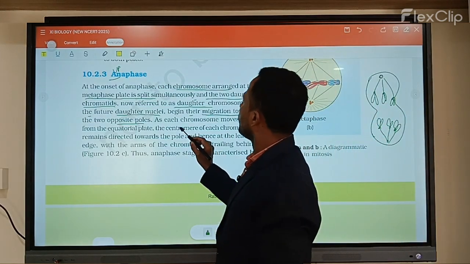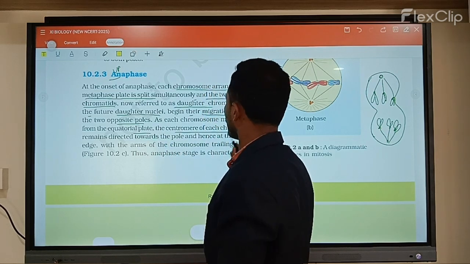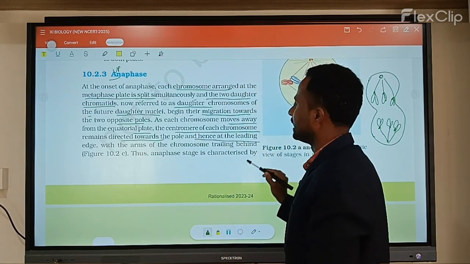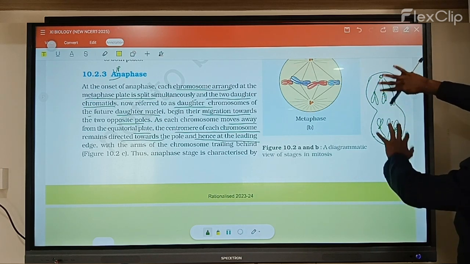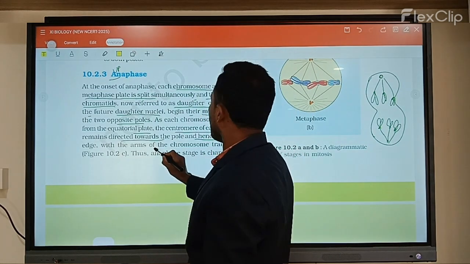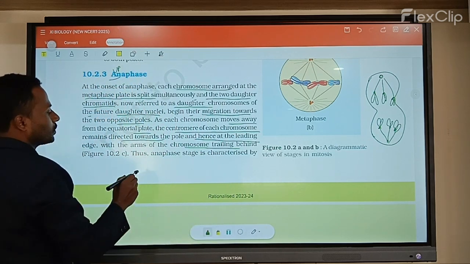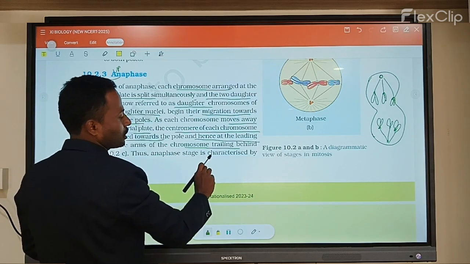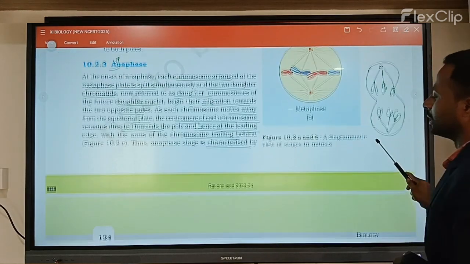Okay, now each of the chromosomes moves away from the equatorial plate. The centromere of each chromosome is directed towards opposite poles, so the chromosomes are pulled apart. The centromeres reach the edge of the pole, while the arms of the chromosomes are completely trailing behind. This is the anaphase stage.